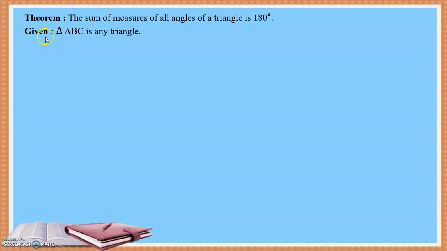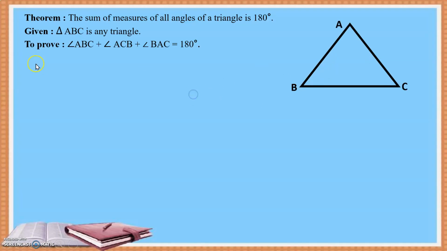According to this theorem, the given is: triangle ABC is any triangle. So let's have the triangle here. Now in this triangle, you have to prove that angle ABC plus angle ACB plus angle BAC is equal to 180 degrees.